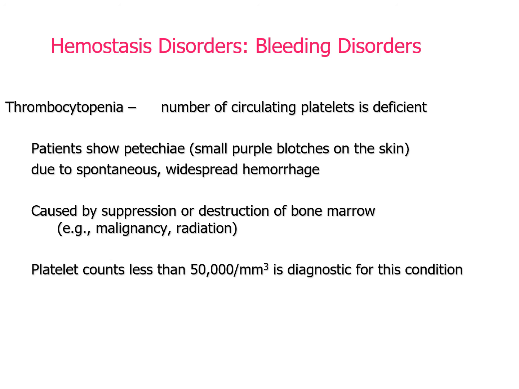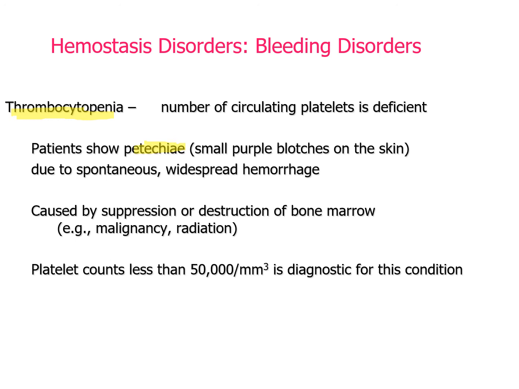Thrombocytopenia. There are many causes of thrombocytopenia. It is a low or deficient number of circulating platelets. People who have thrombocytopenia, low platelets, have these small purple blotches in their skin because they're getting little bleeds all over. You can see it on the surface of their skin. They get these little purple blotches, called petechiae.